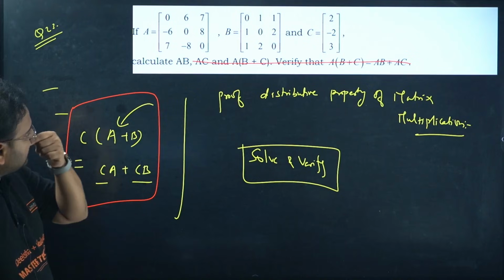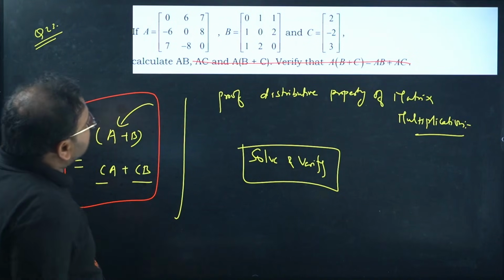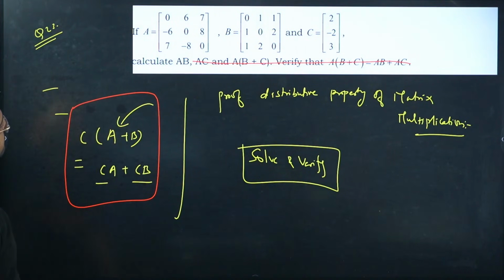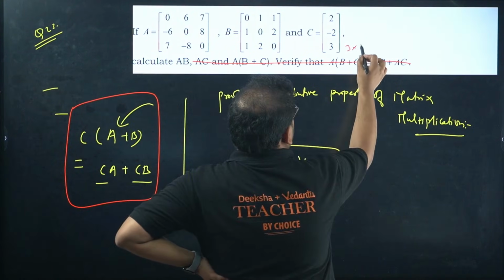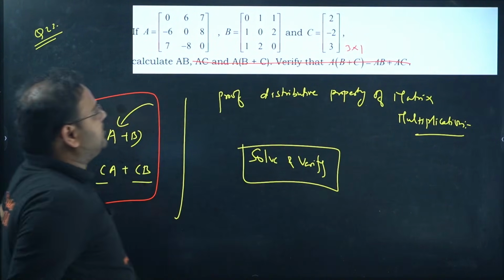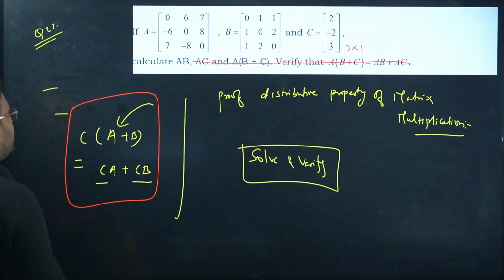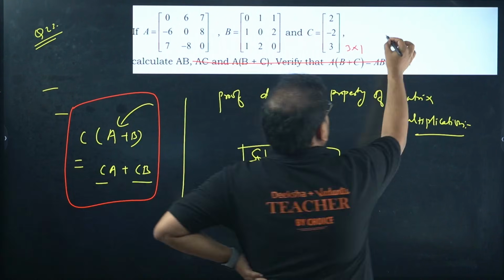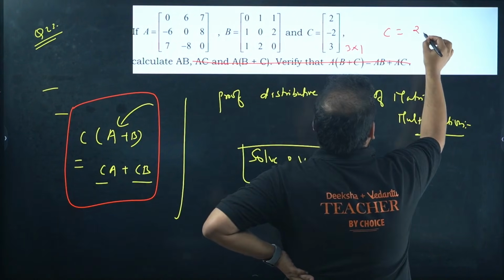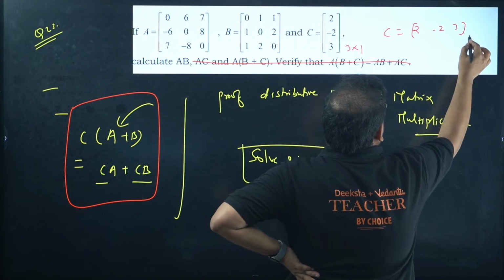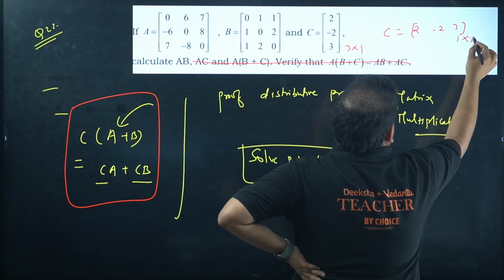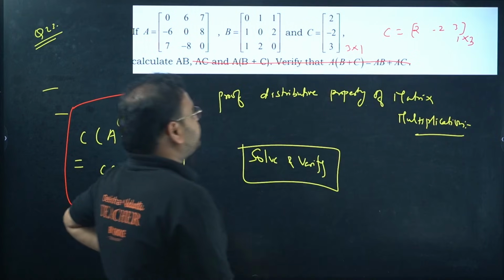Okay, can we do that? C with A, C with B, can we do that? In this case, it's going to be 3x1, no? We cannot do that actually. We cannot multiply C with A also. We have to take matrix C in this case. C becomes 2, minus 2 and 3. Then it becomes 1 cross 3, 1 cross 3, then I can multiply.